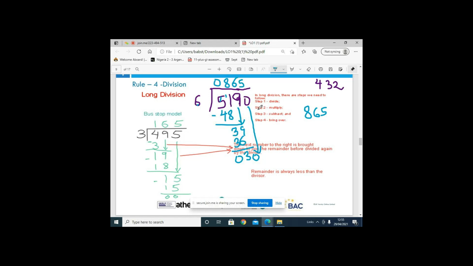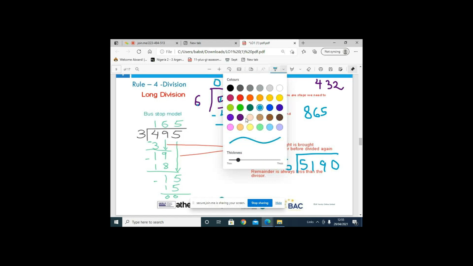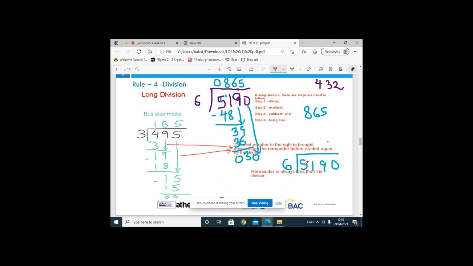So that is it. Just hold on a sec. Another way of doing it is this. If you put this in there, this is 6, and this is 5, 1, 9, 0. So let me just use a different pen again, so you will see the answers differently. How many 6 can you find inside 5? No, 0. You put it there. Yes. So you now put a small 5.